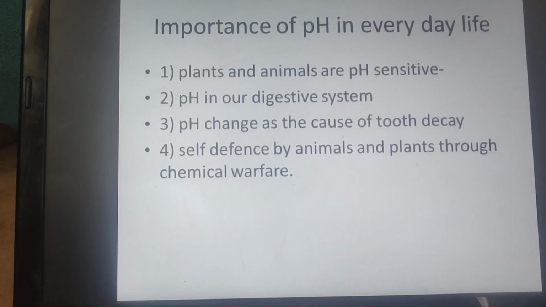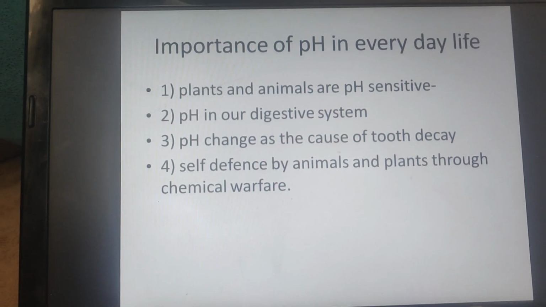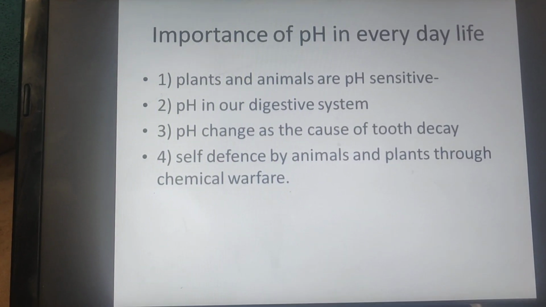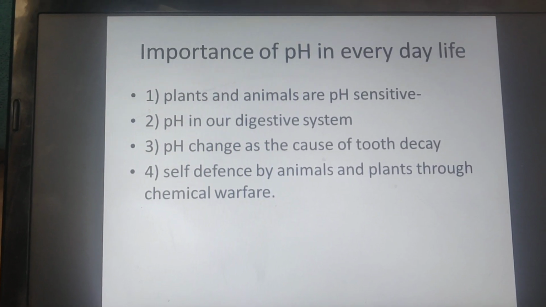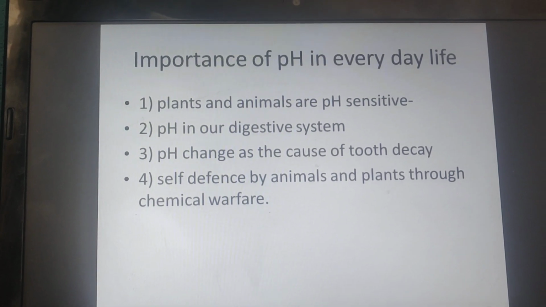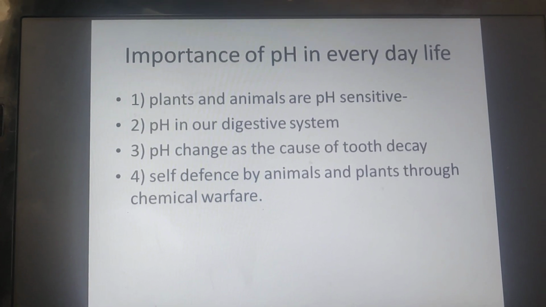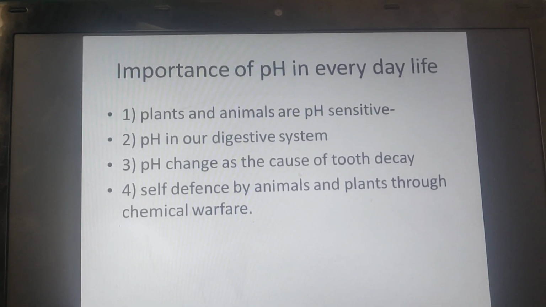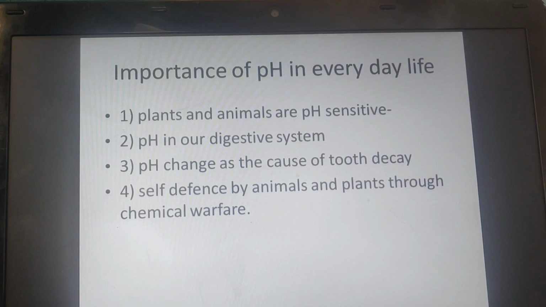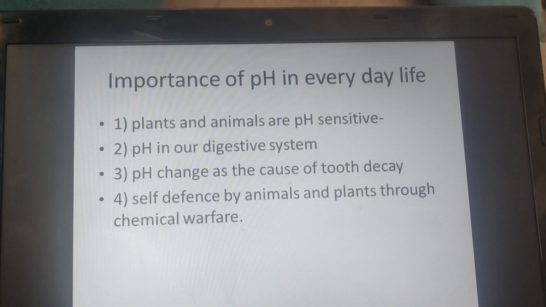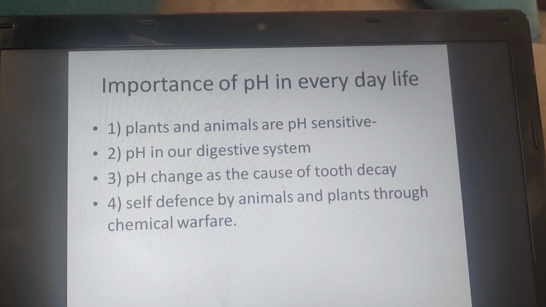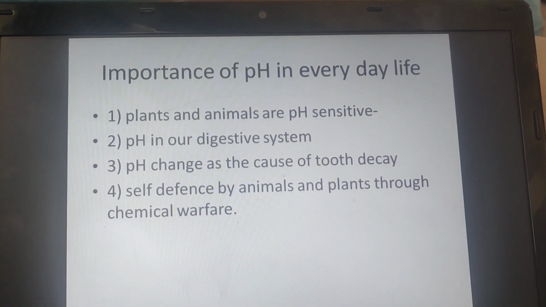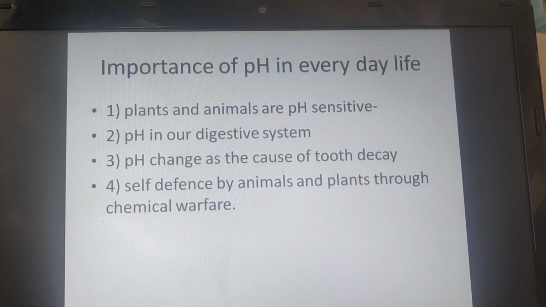The third is, children, pH change as the cause of tooth decay. The pH in our mouth is normally more than 7 because the saliva produced in the mouth is basic in nature. But what happens when we take food? Some of the food particles remain in the mouth after eating. The bacteria present in the mouth produce acid by the degradation of sugar and food particles. This lowers the pH in the mouth and results in tooth decay.